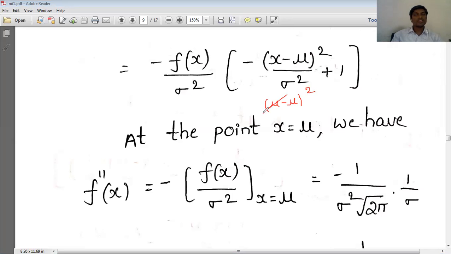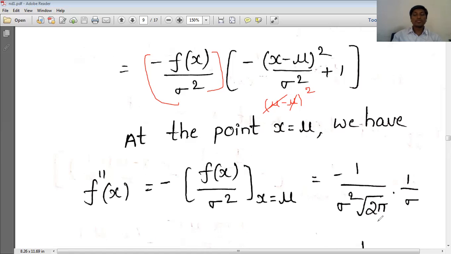Okay, so here mu both will cancel. It means what will we get? 0. So 0 by anything is 0. So 1 plus 0 is nothing but 1. So 1 into this one, we will get only this term, minus f of x by sigma square. So for that here we wrote minus f of x by sigma square at x is equal to mu. And now here it is 1 by sigma square as this.